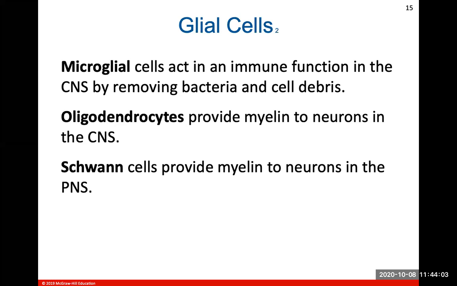The Schwann cells provide myelin to neurons in the peripheral nervous system. So Schwann cells do the exact same thing that oligodendrocytes do, but oligodendrocytes are only in the central nervous system and Schwann cells are only in the peripheral nervous system. And they both produce myelin to wrap around the neuron axons to help with the conduction of the electrical signal. So we say that axons that are myelinated will pass a faster electrical signal than non-myelinated axons.